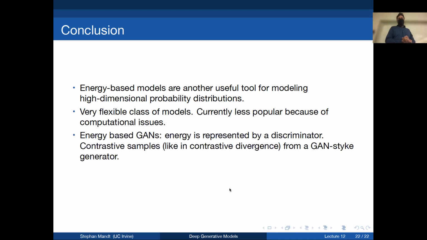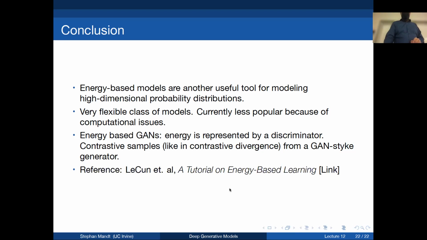There are also all sorts of hybrid models possible, right? There can be energy-based GANs and contrastive learning and other models that we've talked about so far. So it's still a very active area of research. There's actually a tutorial if you're interested. It's a little older, but Yann LeCun published a tutorial on energy-based learning, and I think this link should work, to get you there if you're interested.